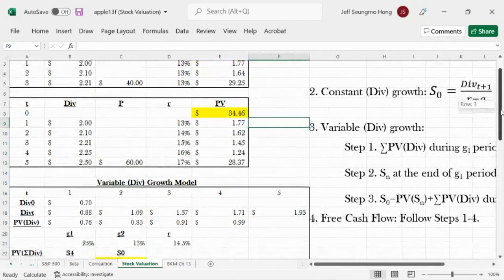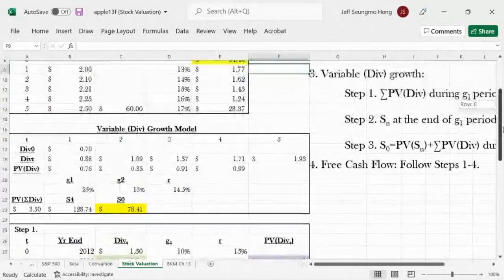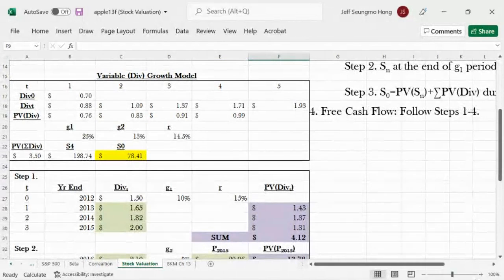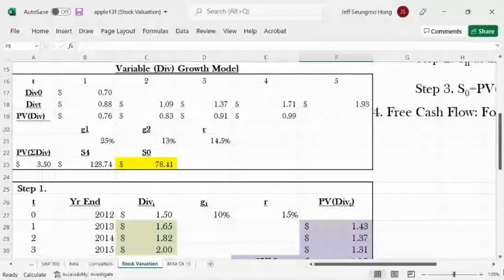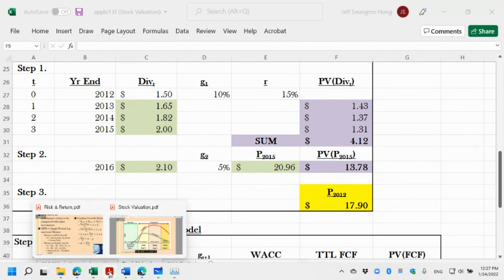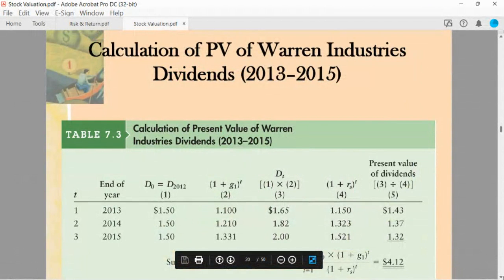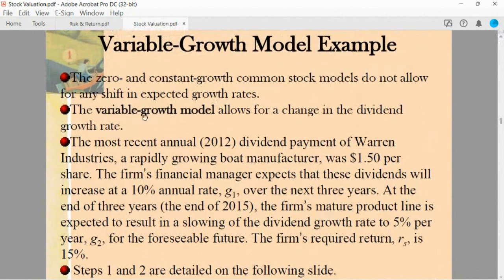So let's take a look at this example. The most recent annual dividend payment of Warren Industries, a rapidly growing boat manufacturer, was $1.50 per share.